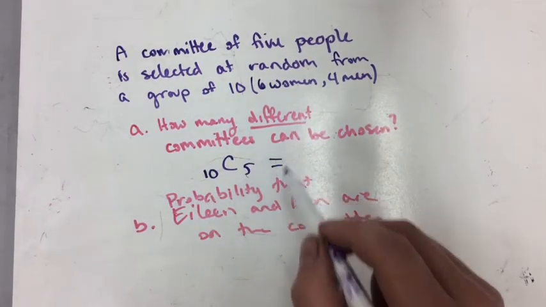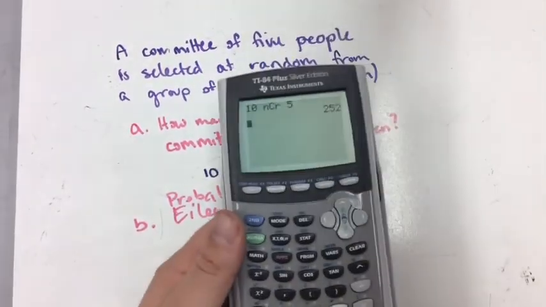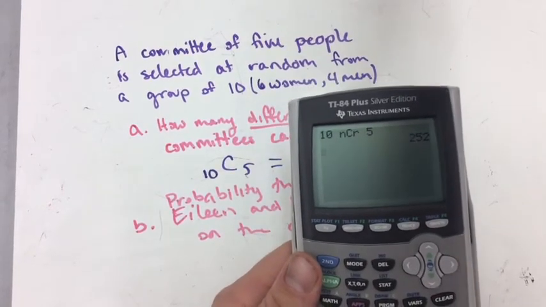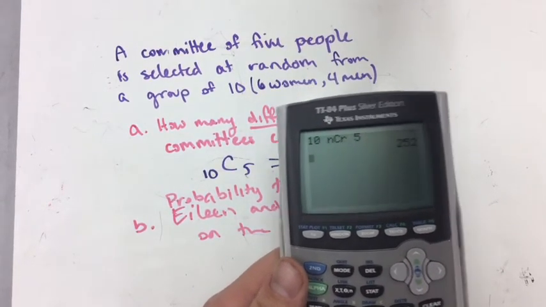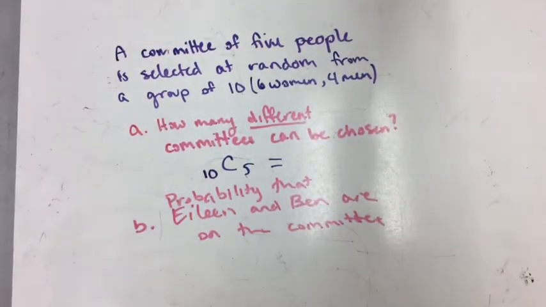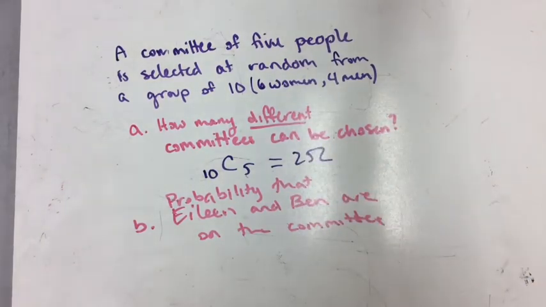So 10 choose 5 is going to equal, and I need to go get the bigger graphing calculators. It's what I thought. You put in the number first, and then you hit the choose, and then you choose 5. So 10 choose 5 is what I've put in my calculator, and I get 252. Okay, so there's 252 different committees that can be chosen.